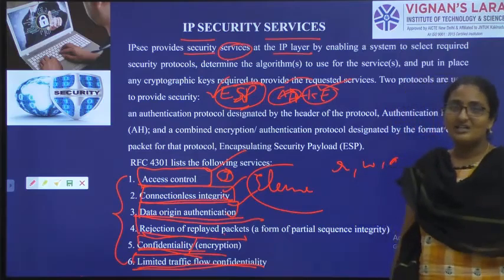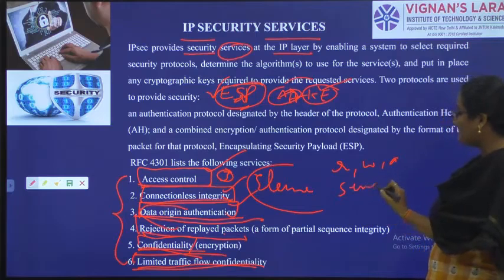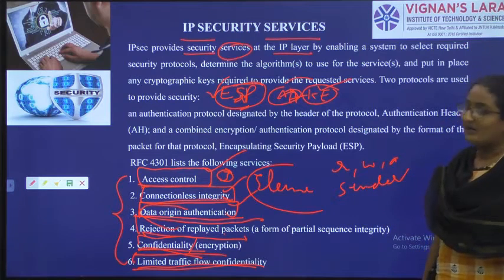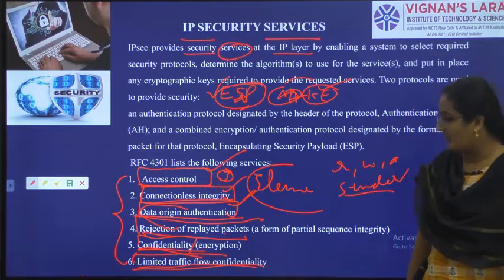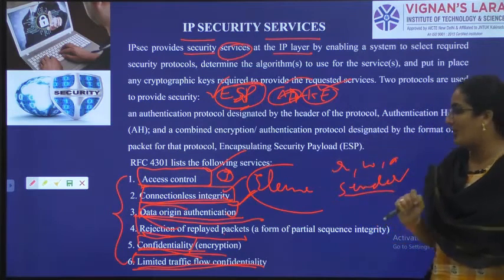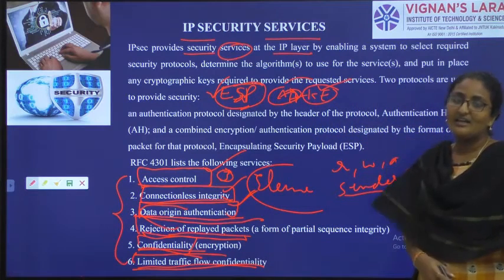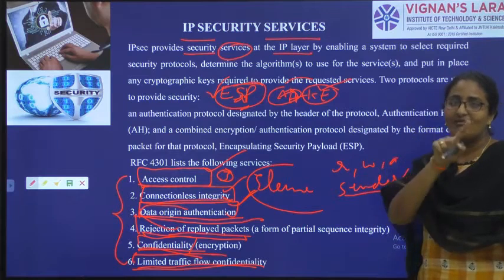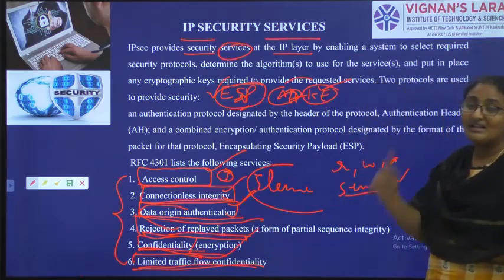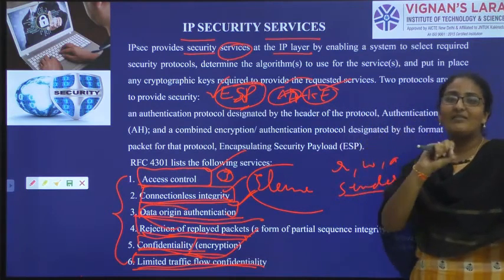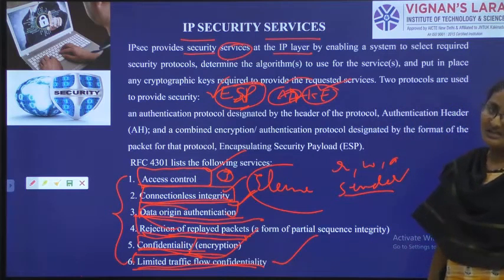Data origin authentication. Nothing but where will the data origin happen? Near the sender, data origin will happen. So sender authentication is nothing but verifying whether the sender is genuine or not, whether the sender is the real sender or not. Next one, rejection of replayed packets. Nothing but eliminating the duplication, eliminating the redundancy, sending one packet only one time. So next one, confidentiality. Confidentiality is nothing but ensuring that every bit of the data is encrypted. Last one is limited traffic flow confidentiality.